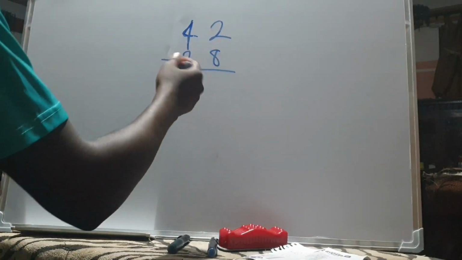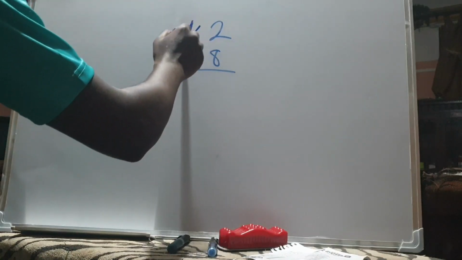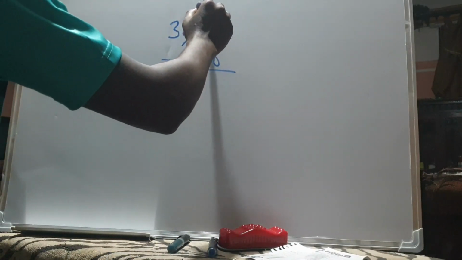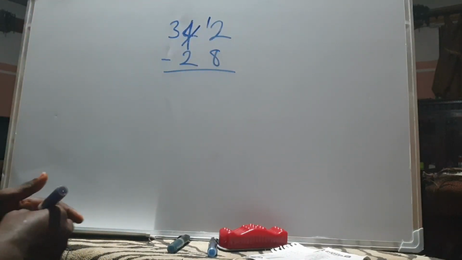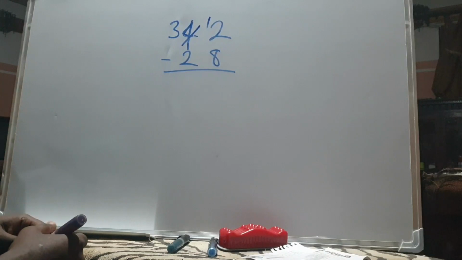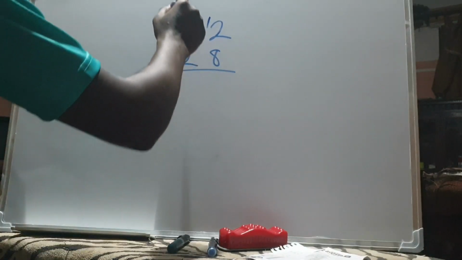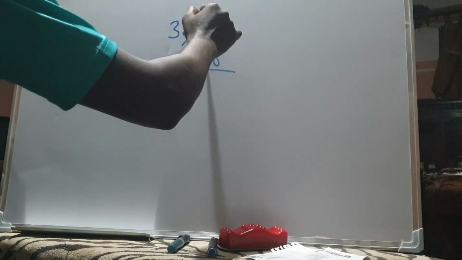minus 8. You can't work with this. 8 is bigger than 2, so you borrow from this place. You are left with 3 here, and this becomes 12. If you go back a bit and try to understand the mechanism behind borrowing, when you borrow 1 from this, have you ever thought of why it now turns into 12?